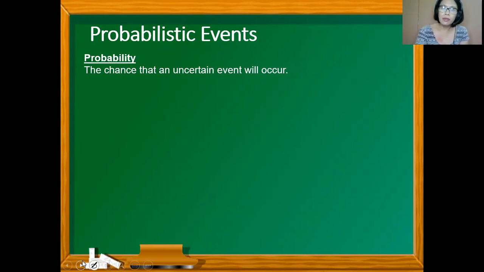Now, the probability value ranges from 0 to 1. So if the probability value is zero, meaning the chance that the event will happen is impossible. On the other hand, if the probability value is one, meaning the chance that the event will happen is very certain.